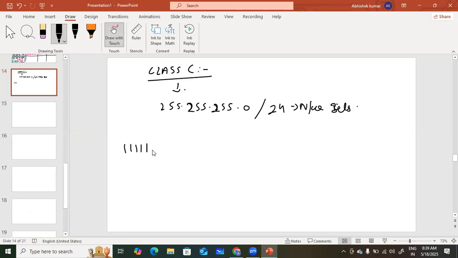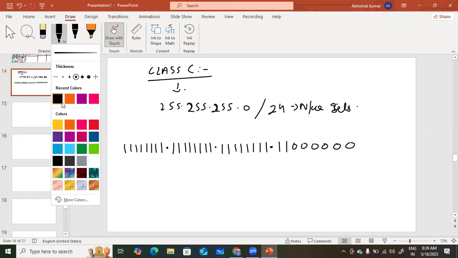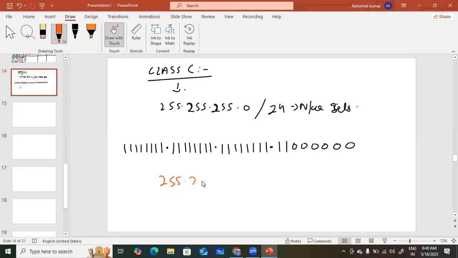1, 2, 3, 4, 5, 6, 7, 8, 9, 10, 11, 12, 13, 14, 15, 16, 17, 18, 19, 20, 21, 22, 23, 24. Now, I need 26. Borrow 2 from host. 25, 26, 27, 28, 29, 30, 31, 32. 192. Exactly, you're right. 255.255.255.192. This one will be my new subnet mask.